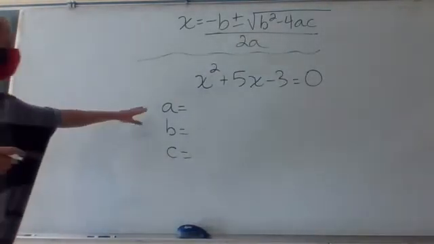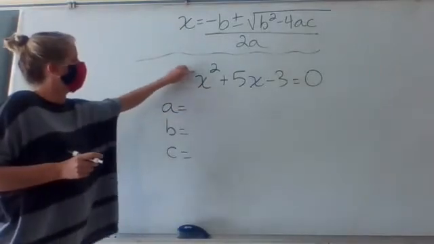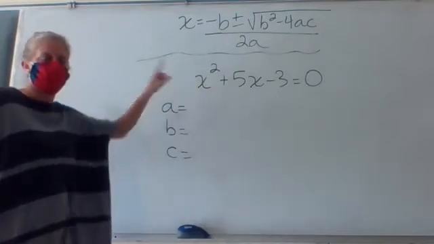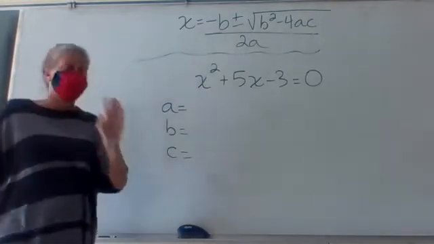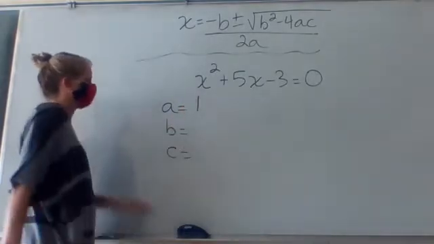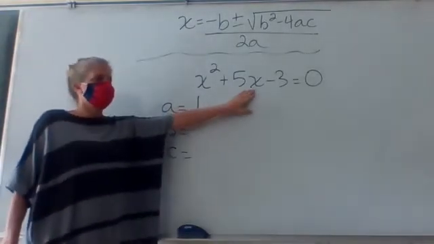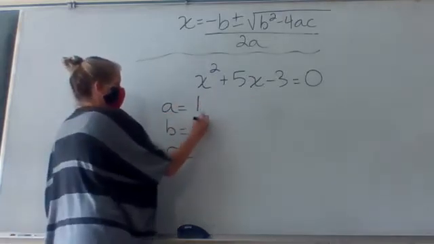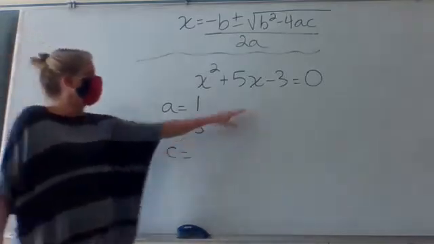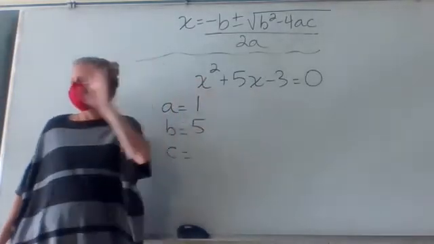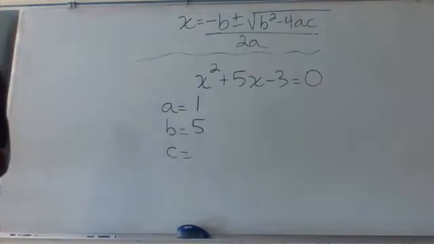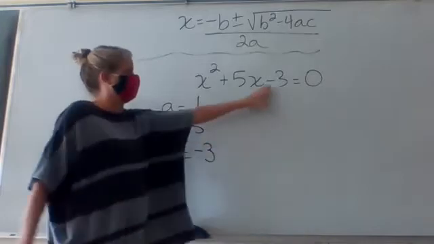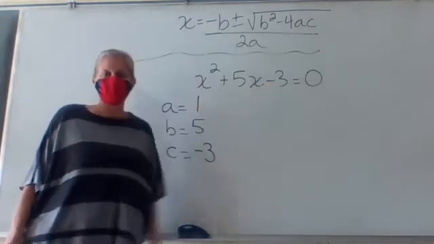Your A is always the number that's in front of your x squared. There is a number in front of this x squared. I just don't see it, which means it's a 1, right? X squared just means 1x squared. Your B is always the number in front of your x. So in front of my x, I have a 5. C is always your constant, which just means the number that doesn't have a letter hooked onto it. So my constant is -3, right? It's got a minus in front of it, so -3.